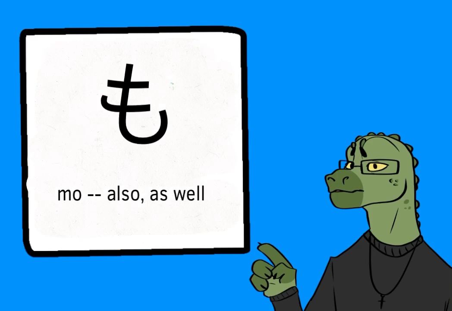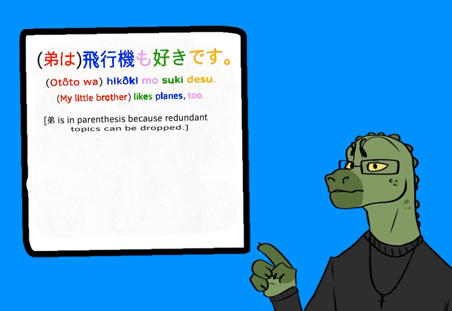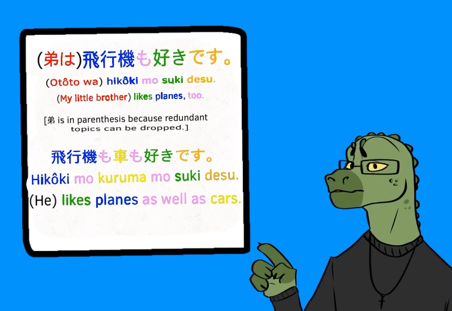Now, mo is just simply a particle which means also or as well as. So let's build upon that sentence we just used. Ototo wa hikoki mo suki desu. My little brother also likes airplanes. And we can make this even longer. Ototo wa hikoki mo kuruma mo suki desu. My little brother likes airplanes as well as cars.